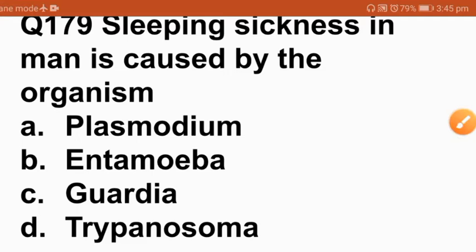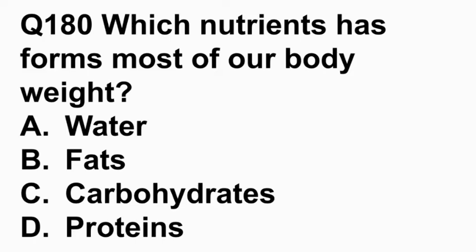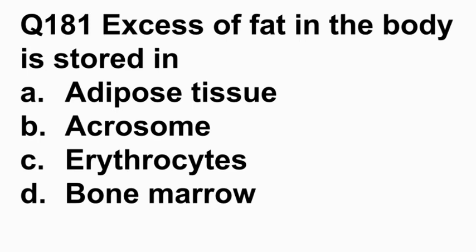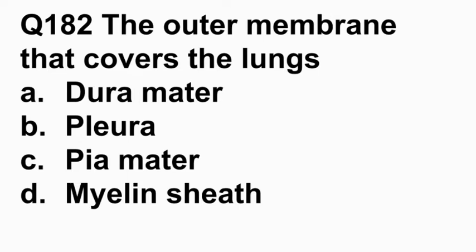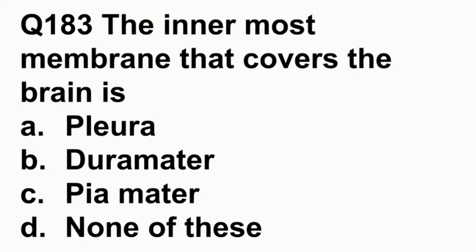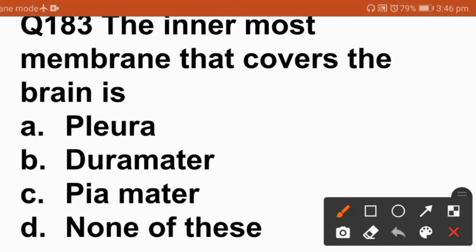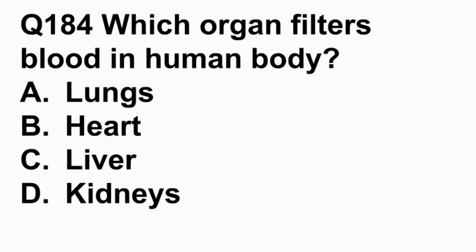Which nutrients forms most of our body weight? A. Water. Excess of fat in the body is stored in A. Adipose tissue. The outer membrane that covers the lungs. B. Pleura. The innermost membrane that covers the brain is C. Pia mater. Which organ filters blood in human body? D. Kidneys.